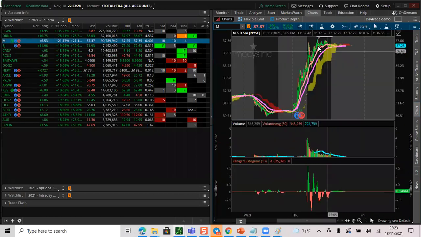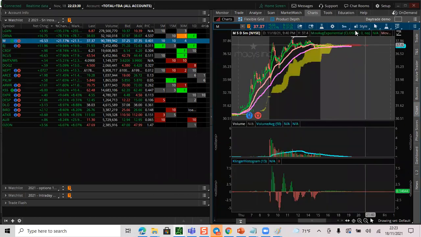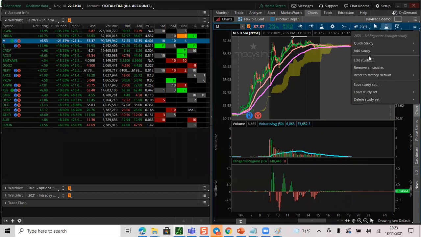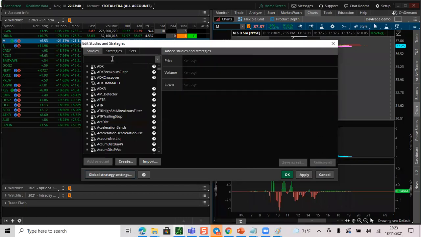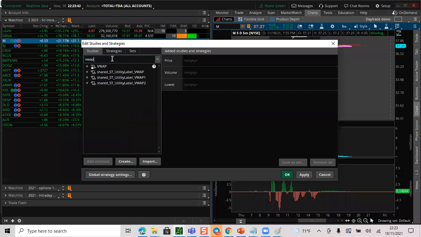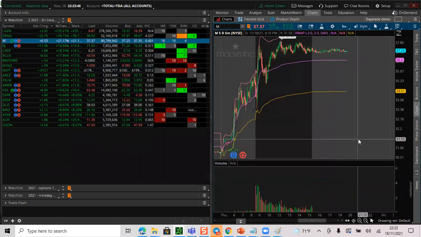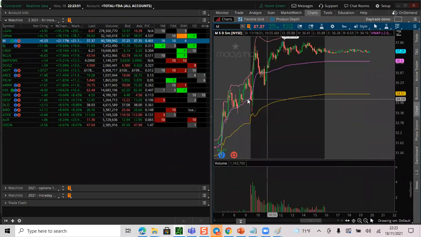You can select 5 day 5 minutes. We can just remove all, just add VWAP. Yeah, the main thing is just try to stay above the VWAP. Yeah, this is one strategy.